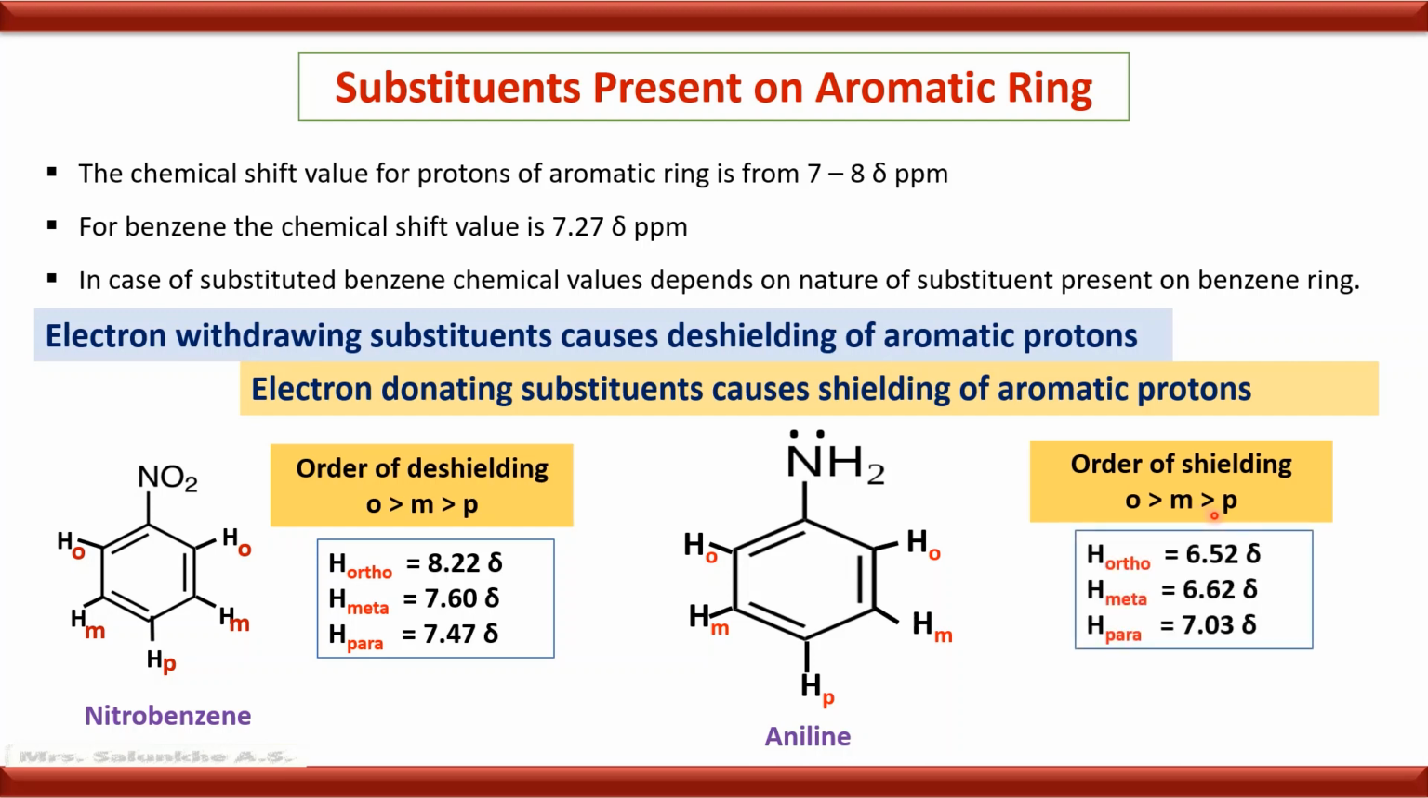Therefore, the chemical shift value for ortho protons is 6.52, which is very much less than 7.27. That is, ortho protons are more shielded protons. In case of meta proton, the chemical shift value is 6.62. In case of para proton, the chemical shift value is 7.03. All these three values are less than 7.27. That is, these protons are shielded than protons present on benzene ring. That is the effect of substituent present on aromatic ring.